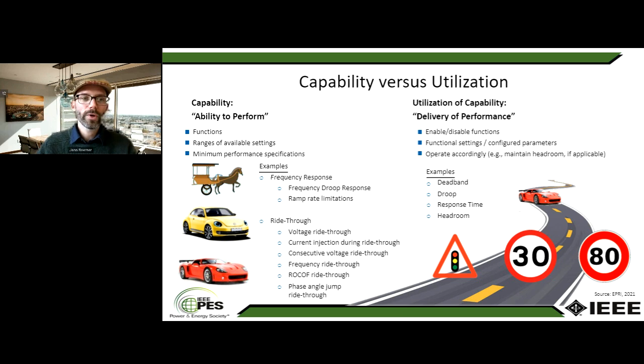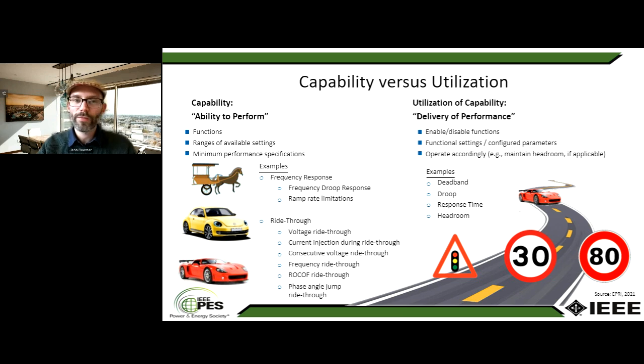A little word about capability versus utilization. Capability is really the ability to perform, or you can translate it into the decision what type of technology you purchase. Looking at a comparison here with cars and street rules, the capability is the decision whether you go for a horse carrier, a medium-sized vehicle, or a race car.